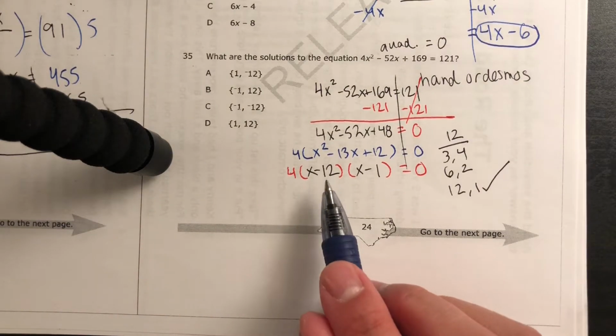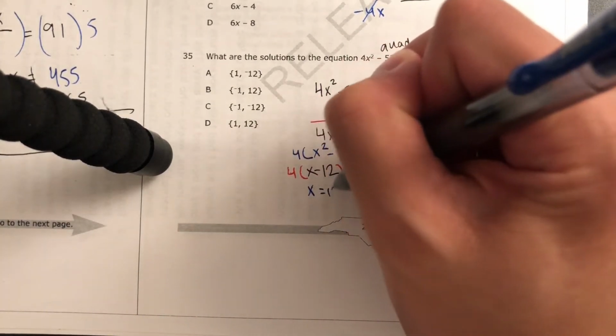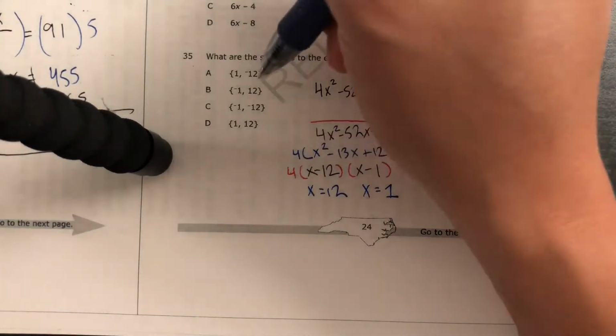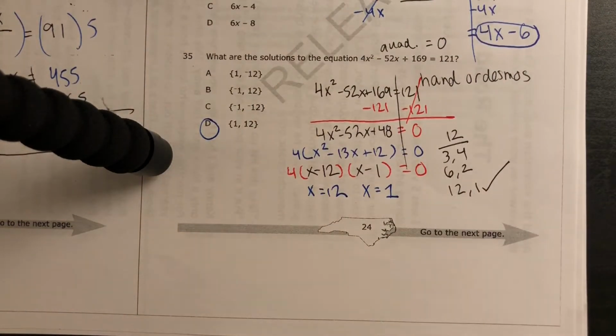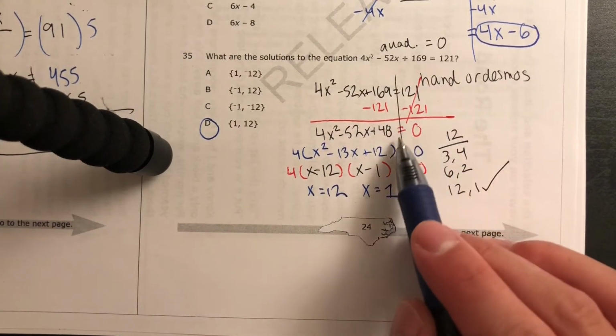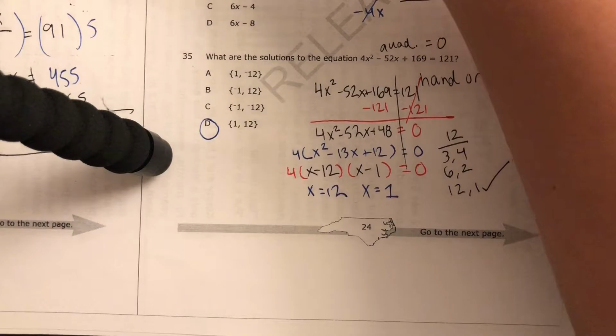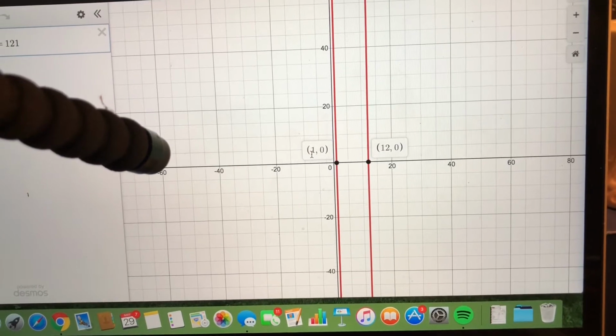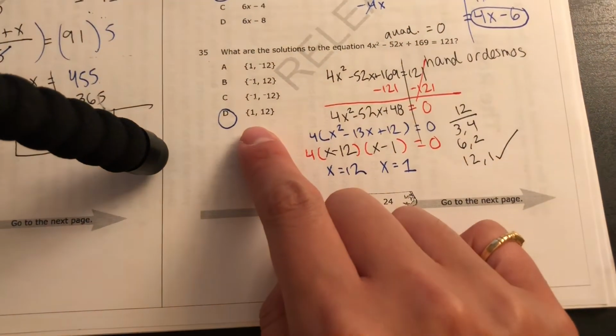When I set this equal to 0, my x value here is going to be positive 12. My x value here is going to be positive 1. So letter D is going to be my choice for my solutions. Another way to do it is that I can take this or this and plug it into Desmos. So when I do that, I have my equation here. Plug it into Desmos, and my intersections are 1 and 12, which match what I have here as 1 and 12.